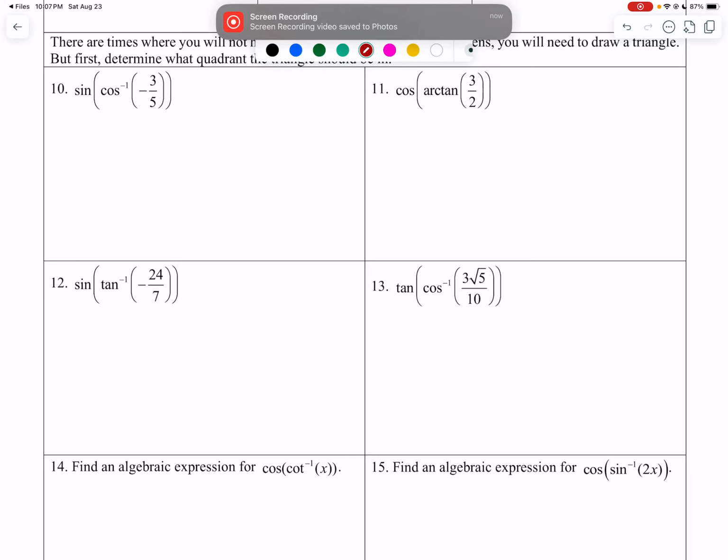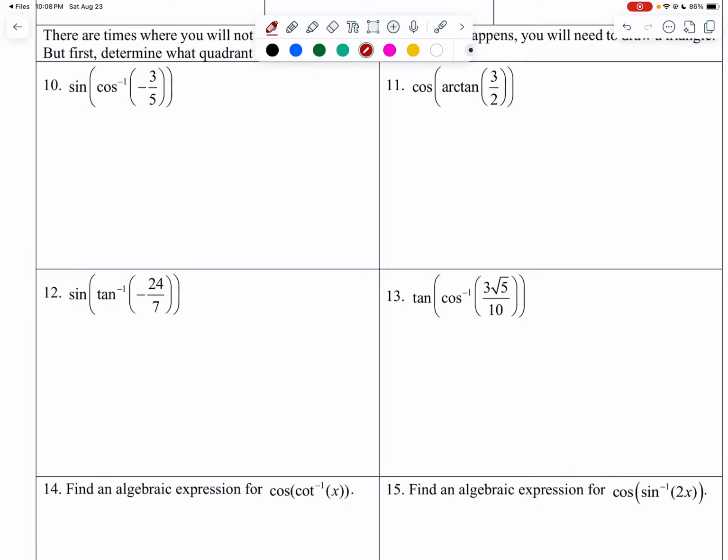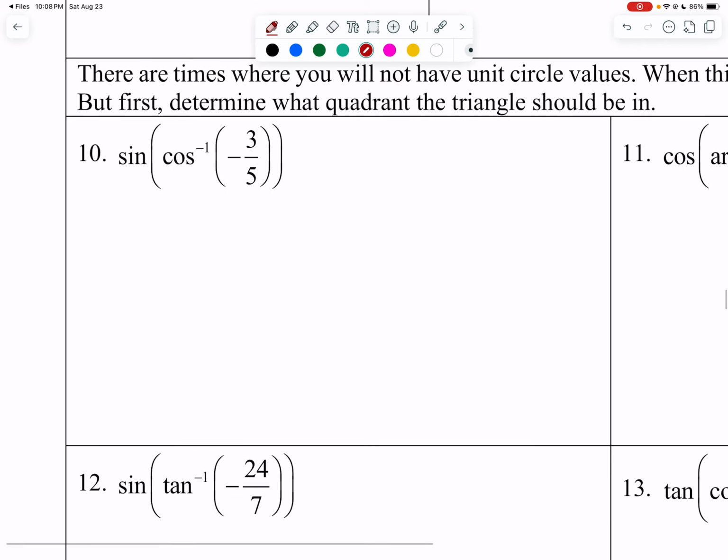Alrighty, in this video, we are doing a continuation of what we did earlier with inverse trig and compositions of trig functions here. For problems 10 through 13 here, what's going to happen is they're not unit circle values, and what we need to do is make our little right triangle based off of what we know so far. So in this example here on number 10, we have sine of inverse cosine of -3/5.